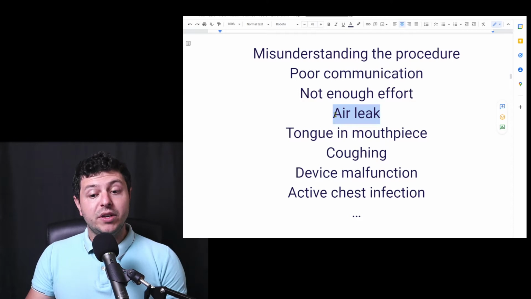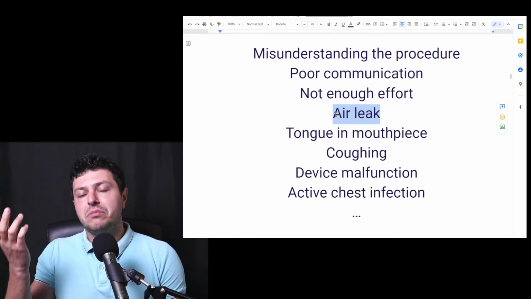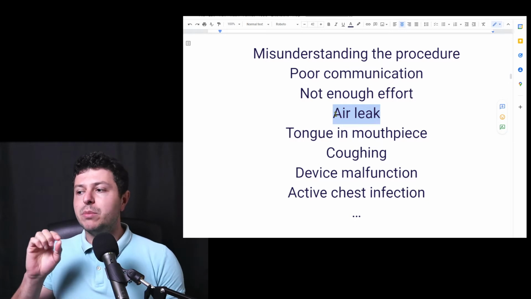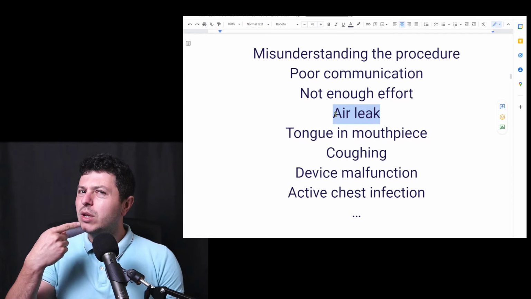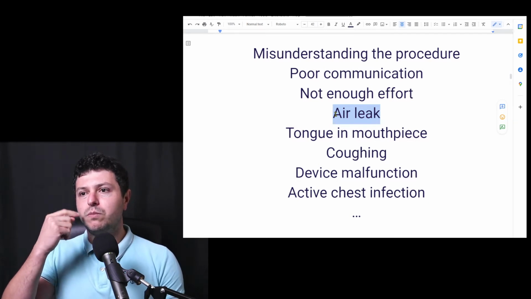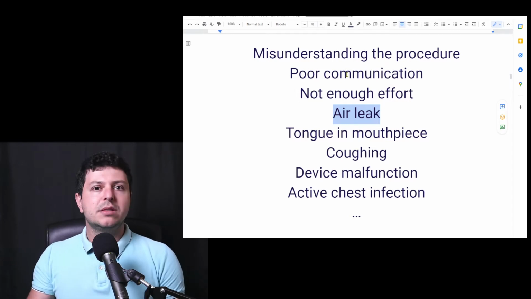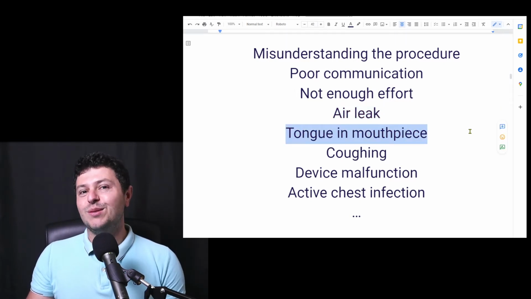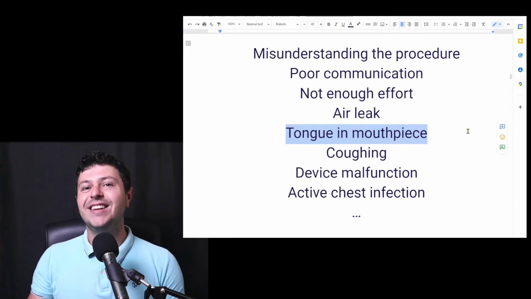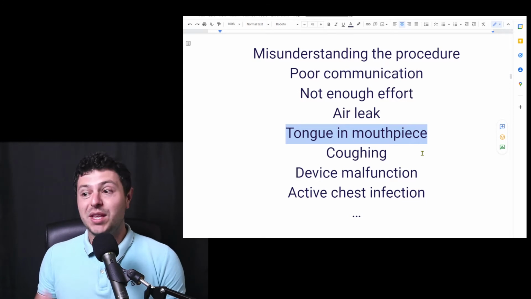There may be a bit of an air leak. So for example, if your nose clip is not on, or maybe you are biting on the mouthpiece, but you're not really getting a good seal around your lips. Some air may escape, not be measured. So that leads to wrong results. Many patients sometimes put their tongue in the mouthpiece, which is wrong. The tongue should be out of the way. So that's one thing that's common. These things may sound a little bit funny sometimes, but they happen in practice.